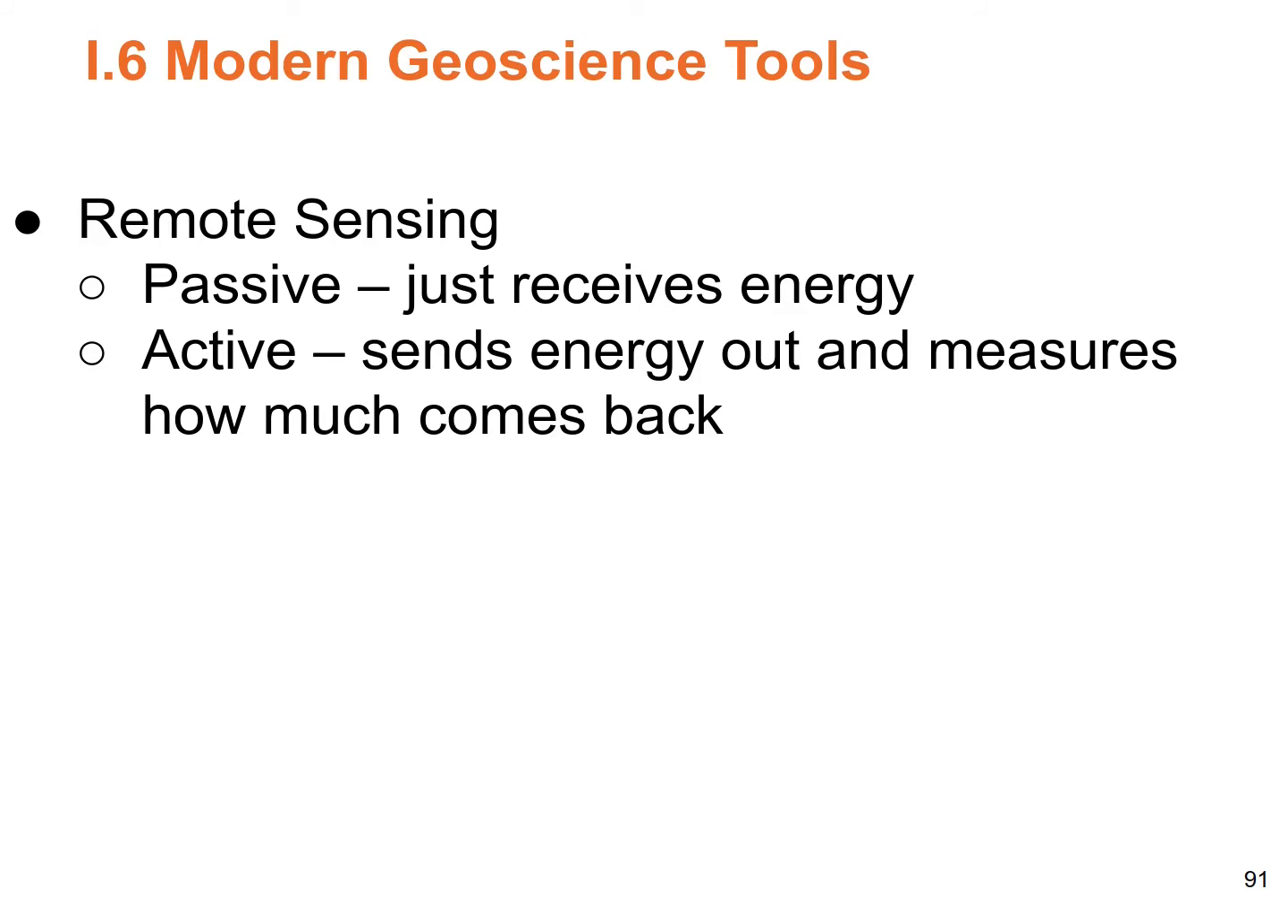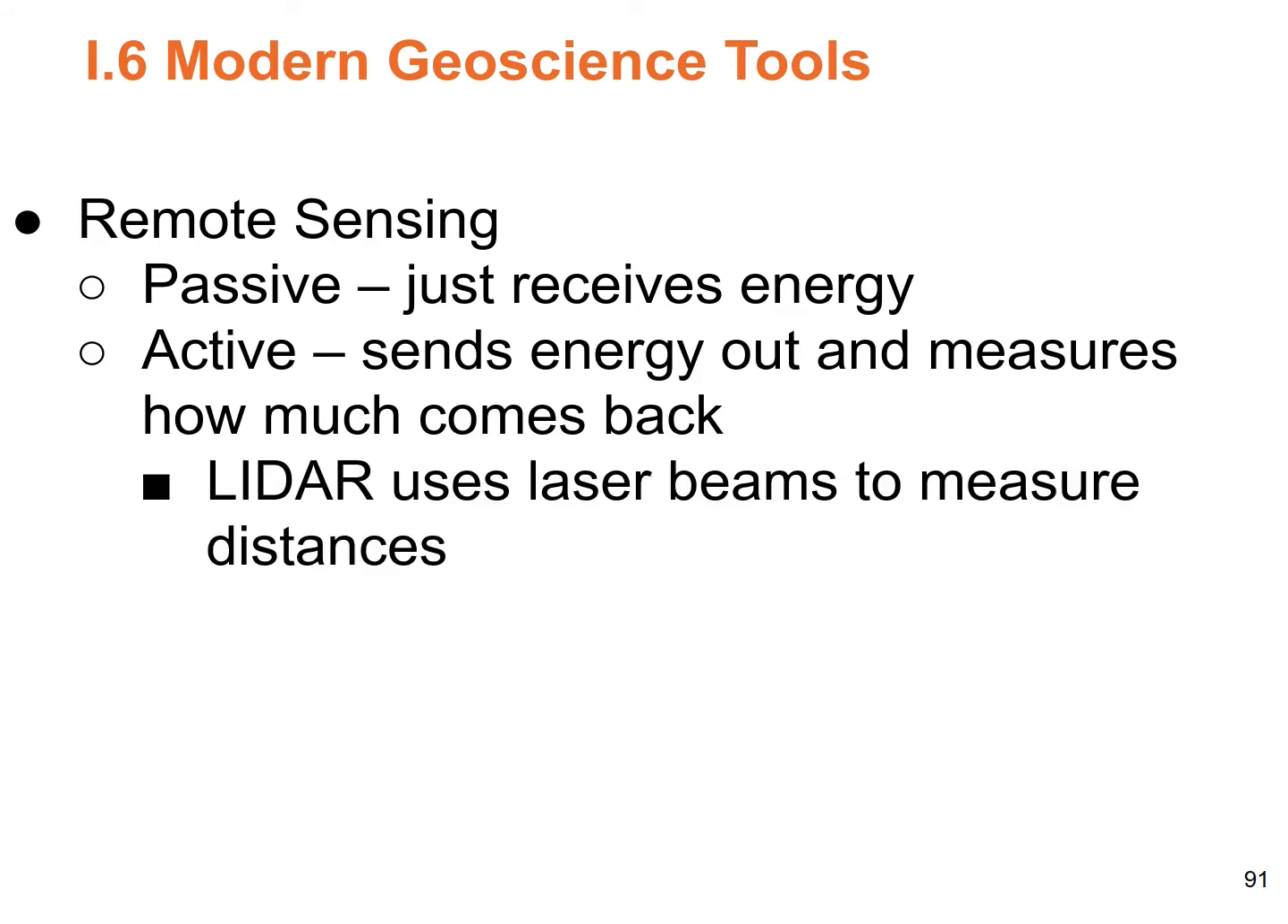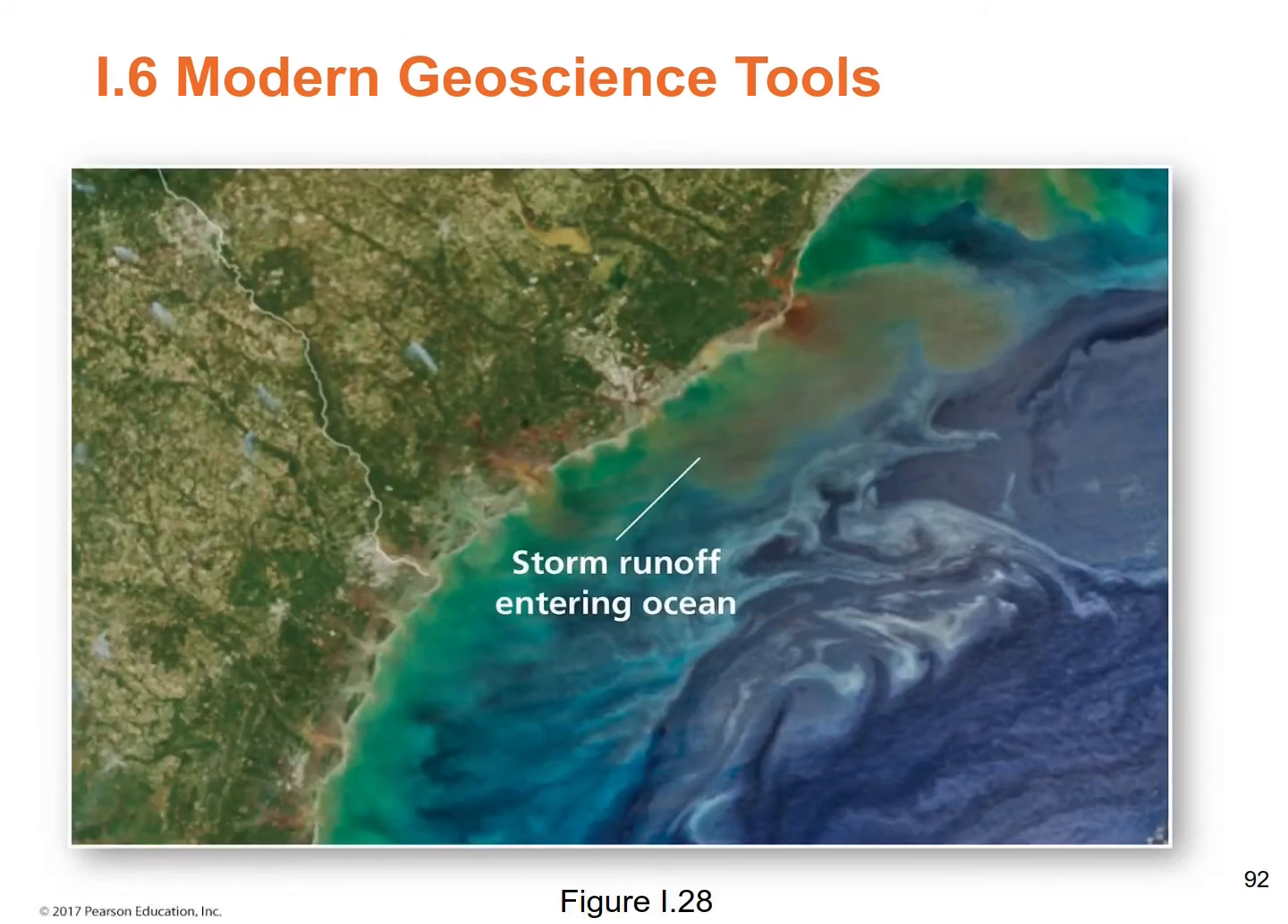LiDAR, one of the more important ones that I'll talk about, is using light lasers to measure distances from a known location. LiDAR uses laser beams to measure distances, so they can put a LiDAR unit in an airplane, fly over the surface of Earth, and develop very quickly a very accurate, very precise three-dimensional model of that surface that they flew over. This would just be passive remote sensing. We're just looking at visible energy, looking at storm runoff entering the ocean.